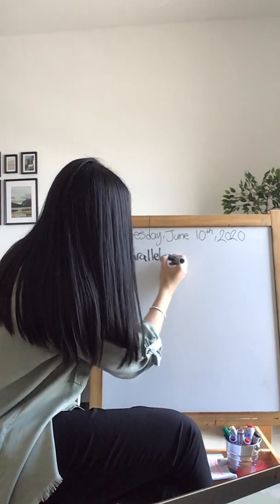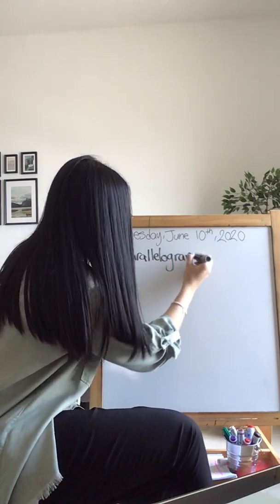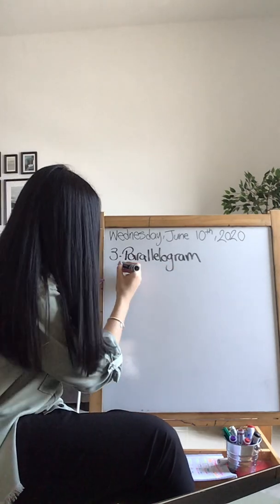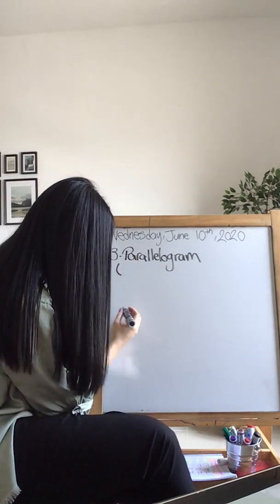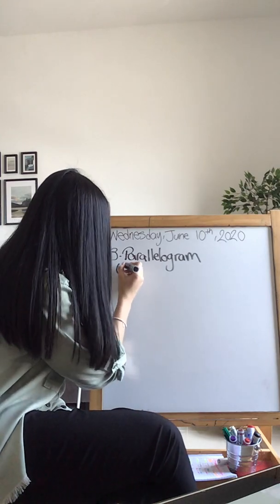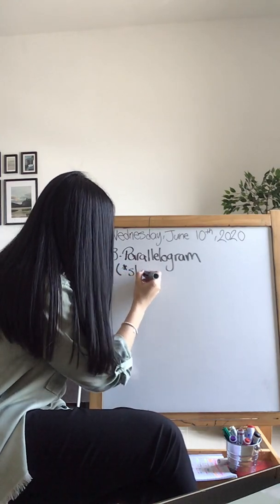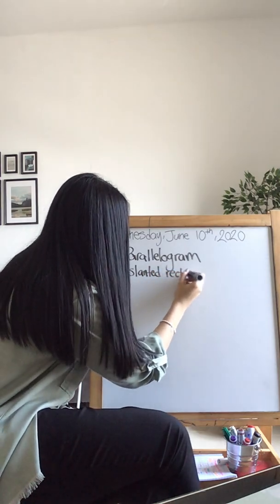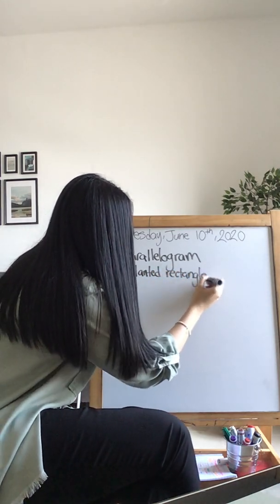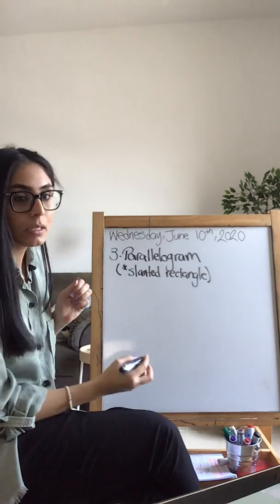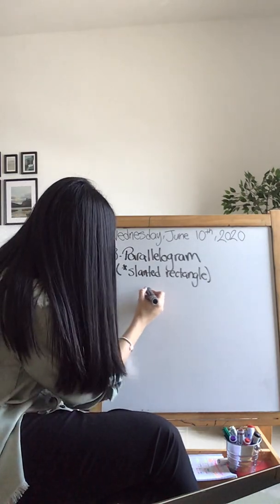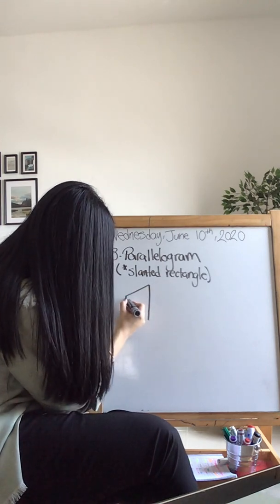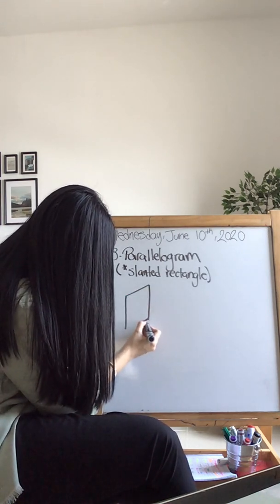Is it a parallelogram? Let me draw it first, and I'll put it in brackets. A little way to remember it is that it's like a slanted rectangle. That's a good way to remember it. So a parallelogram would look like a rectangle, but kind of slanted.